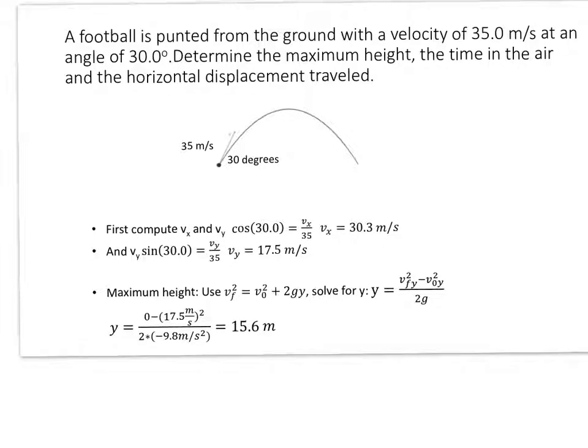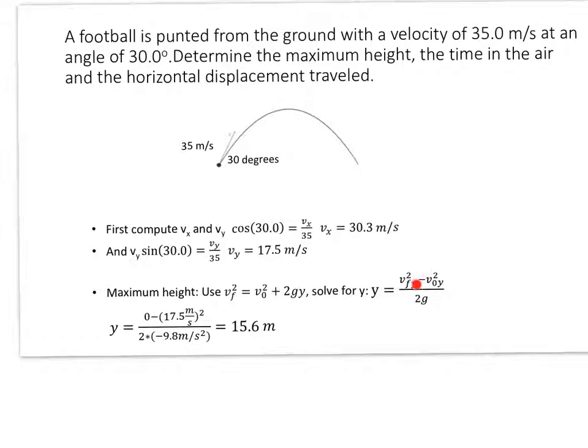Okay, now we go on to the various parts of the problem. First thing, maximum height. So to find the maximum height, we can use this formula here, which you've seen before, recalling that the final velocity of the object at the maximum height is going to be 0. So that's the velocity in the y direction is going to be 0. So we solve for y, and so we have y is equal to vf squared minus v0y squared over 2g. So there it is, that final velocity is 0.